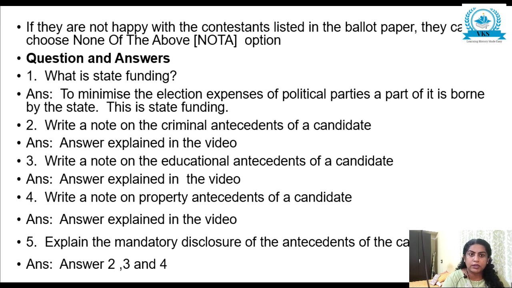Now the last long answer question, explain the mandatory disclosure of antecedents of the candidate. Three points you have to write for this. That is, first is criminal antecedents, then educational antecedents and property antecedents. Three points with explanation you have to join together. That will become the answer for this question. So the answers for questions 2, 3 and 4 combined together will become the answer for this question.